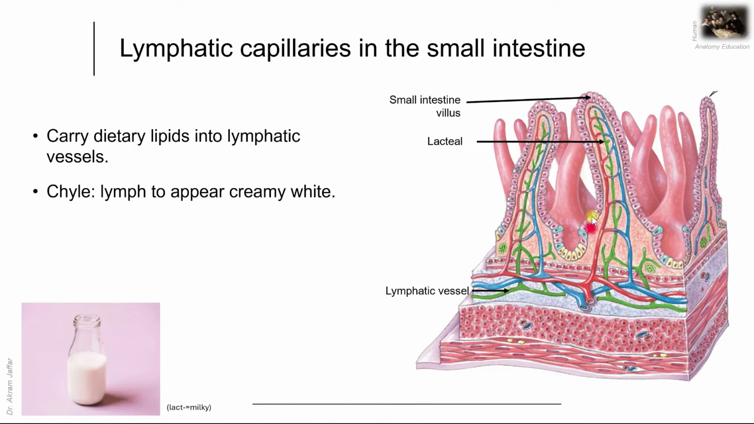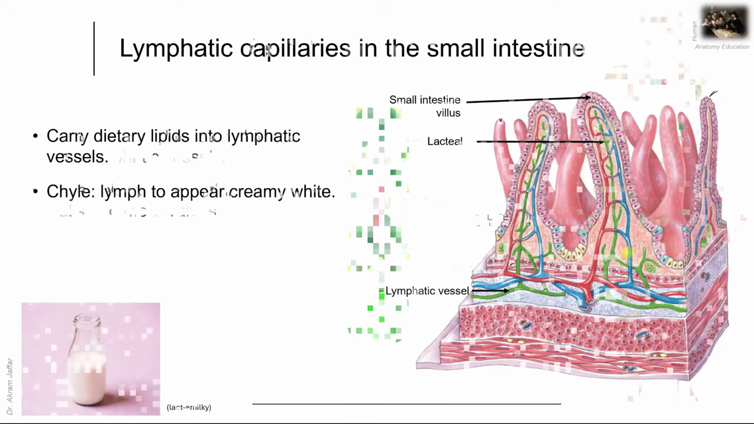In the core of the villus of the small intestine, you can see a lymphatic capillary which has a special name called the lacteal. Lacteal because it contains a fluid that looks like milk. Lact means milky, like in lactose, for example.